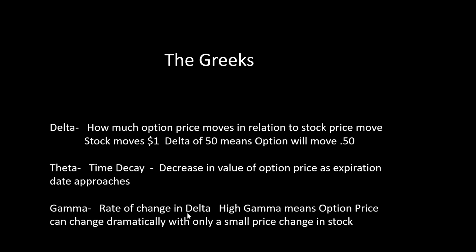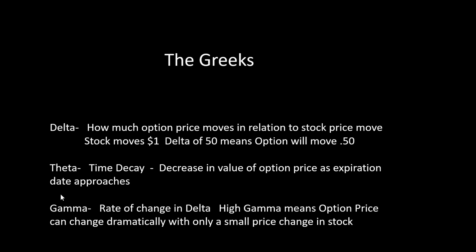Okay, gamma is one other thing, and this is the rate of change in delta. If the stock moves up $1 and your delta goes from 50 to 52, or it goes from 50 to 55, it's the gamma that's making that decision. The higher the gamma, the faster those deltas move as the stock moves up. So the gamma is going to be much higher on high volatility stocks, very, very high.